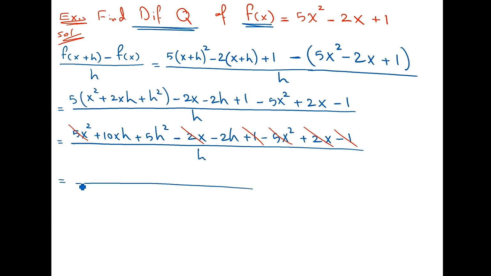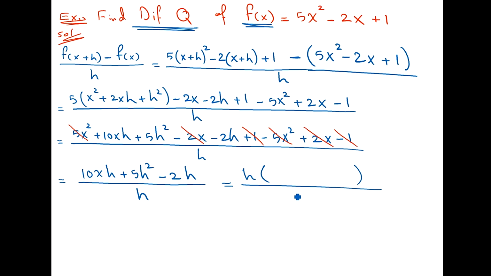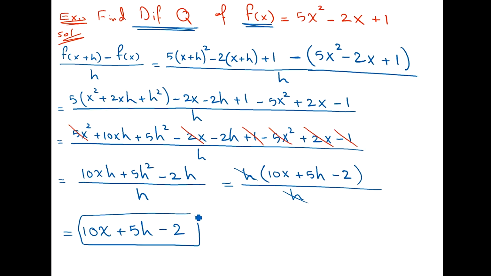Okay, now after simplifying and removing any term without h, we have 10xh plus 5h squared minus 2h over h. And we can now take h as common factor. So we have 10x plus 5h minus 2, and remove h with h. So we have 10x plus 5h minus 2. This is the difference quotient.